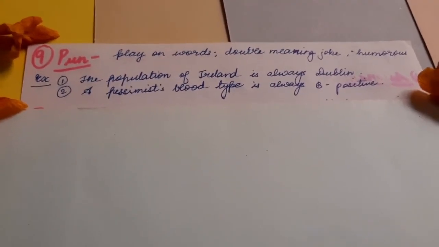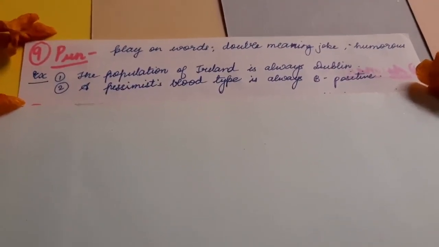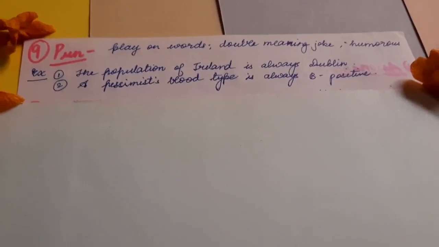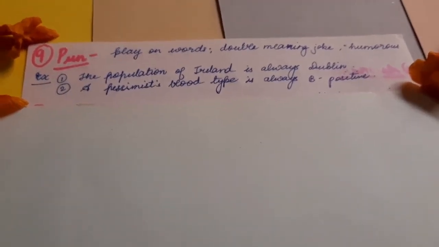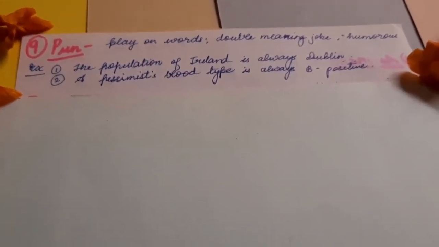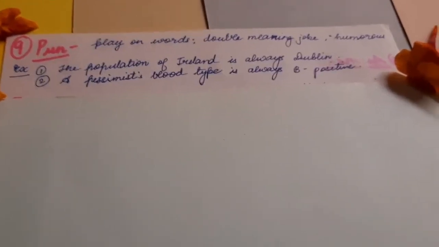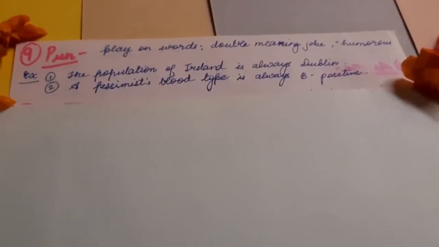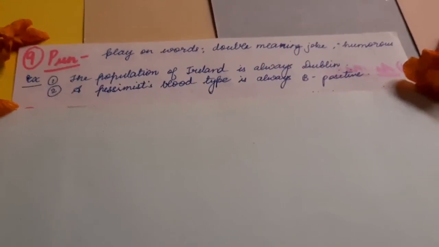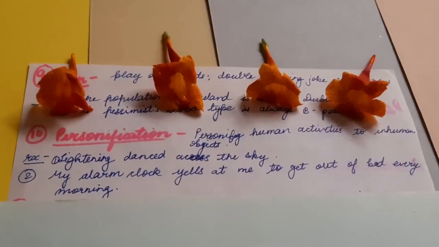The next one is: a pessimist's blood type is always B positive. Let me tell you what a pessimist is. A pessimist, if you don't know, is a person who always thinks negative, who doesn't believe in the positive. So it's like humor. A pessimist's blood type is always B positive. You must be positive. The next one is also beautiful.